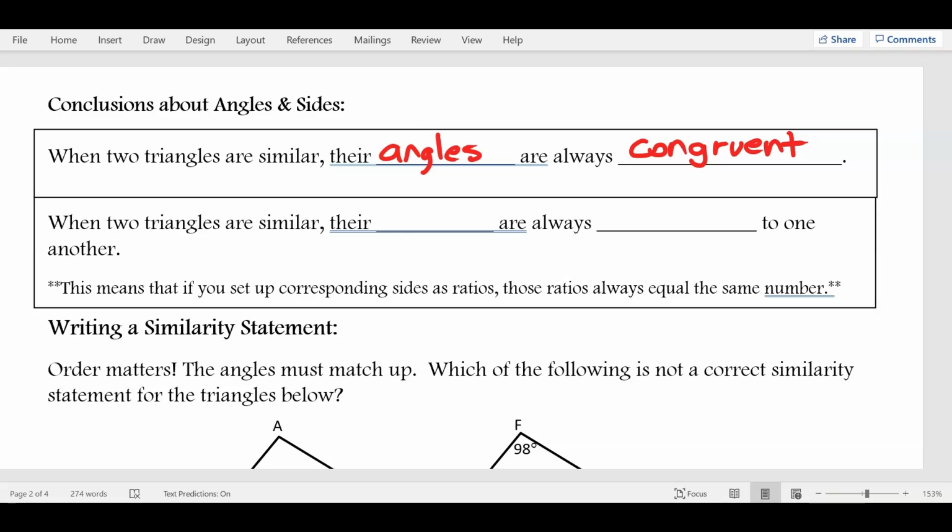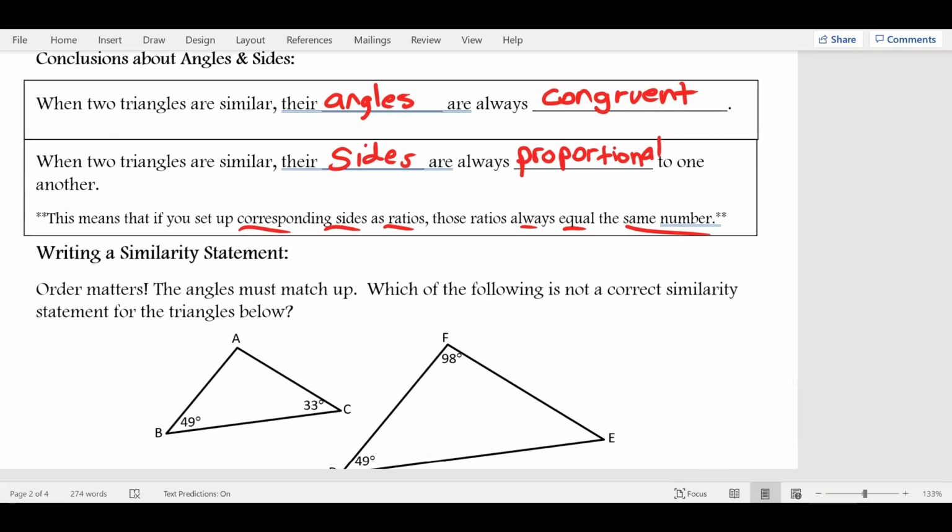However, their sides, what's that word we've been using the last couple of days? It starts with a P. Proportional. Proportional. There you go. All right. So the sides are proportional. That means if you set up the sides as a ratio, they're always going to be equal to the same number like we just learned. Okay? Now, we got to keep moving here.